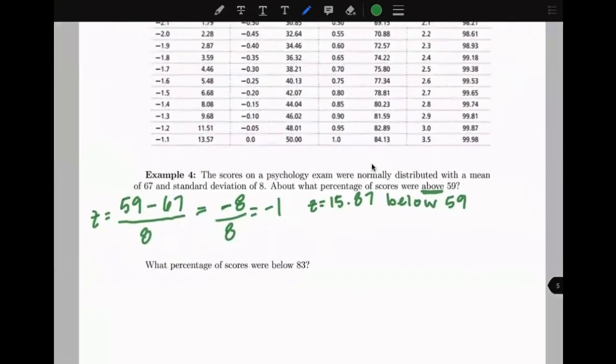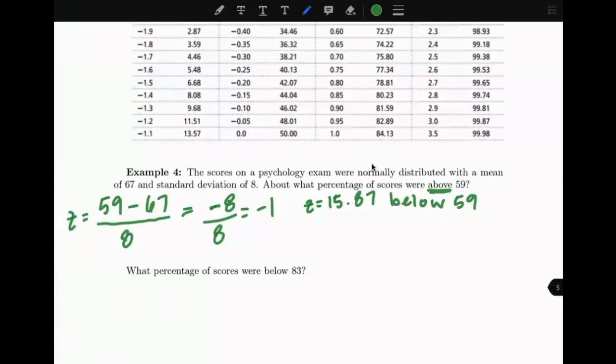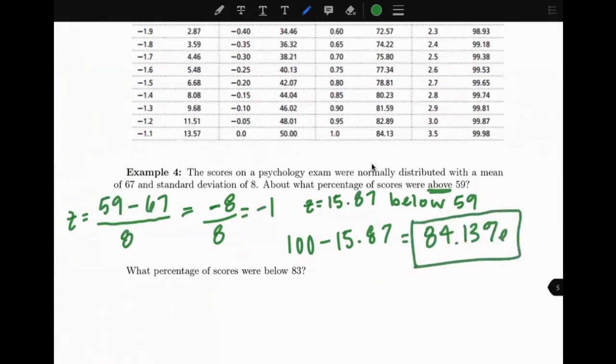Since we want to find out how many were above, we're going to do 100 minus 15.87. Because if 15.87 were below, that means the rest have to have been above. So you get 84.13%. So y'all need to make sure you're paying attention to when the question is asking for above versus below.